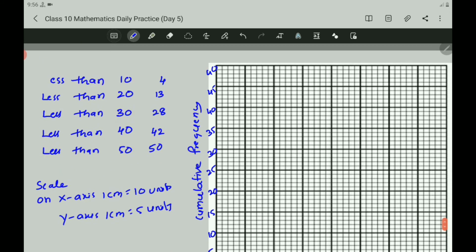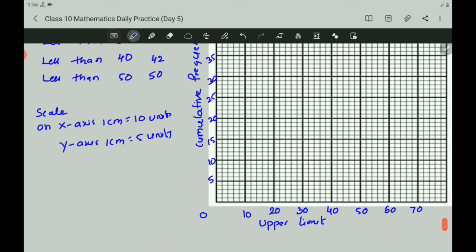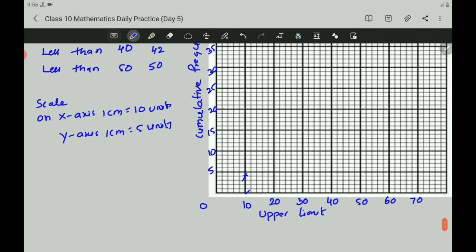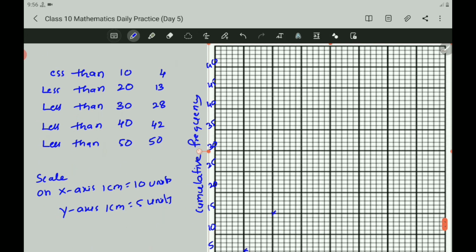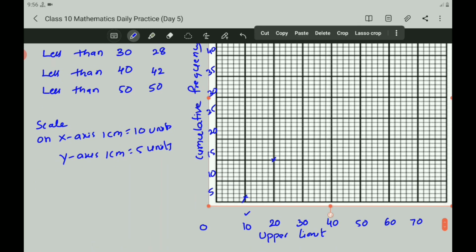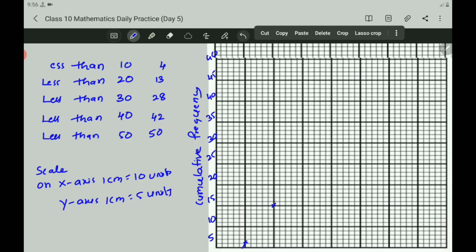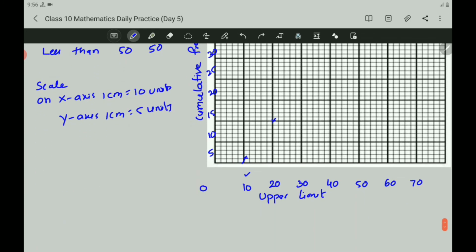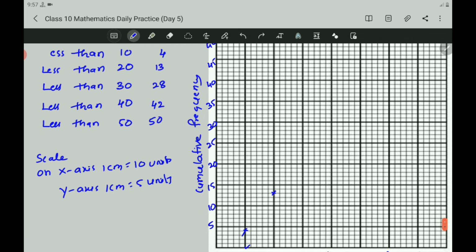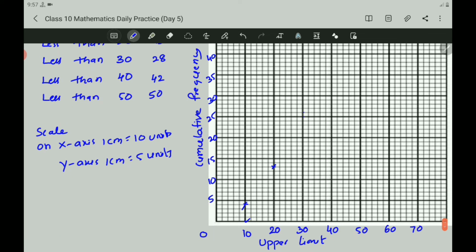We have taken. Now first one, 10, 4. So where is 10? 10 is here. 4 means it comes here. Then 20, 13. 20, 13 means here. Then 30, 28. Where is 30? 30 is here. 28 means 25 is here, 26, 27, 28 comes here.